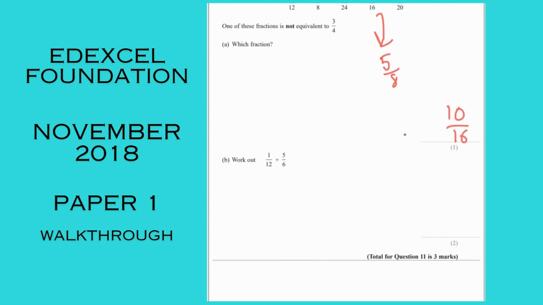Adding 2 fractions, they've made it nice because the 6 goes into 12 and we only need to double everything. 1 and 10 of something means you have 11 of that something.